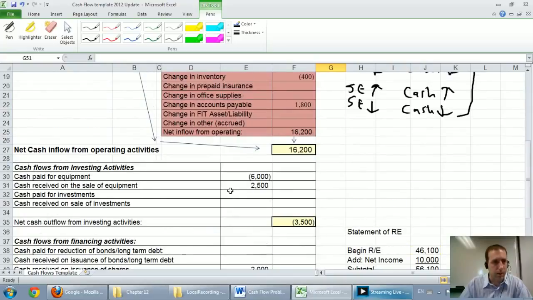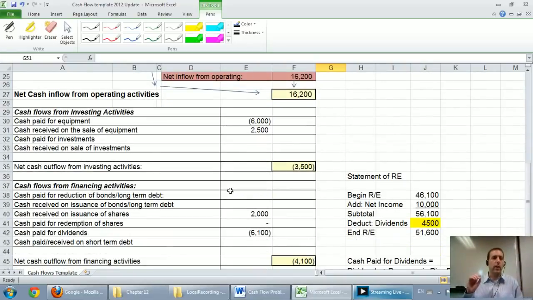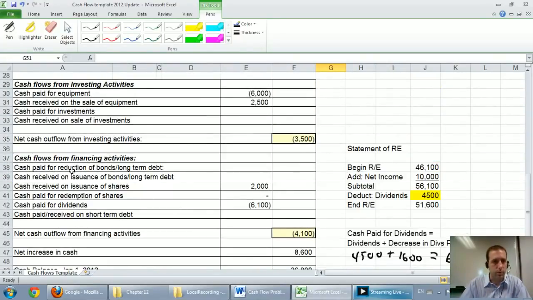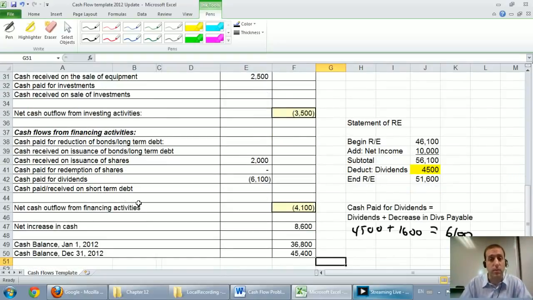We also learned how to prepare the investing section, and that's where you track purchases and sales of long-term assets, mostly equipment, buildings, property, but also investments in other companies would get tracked here. The final section is all about long-term liabilities as well as shareholders' equity transactions and dividends. So we learned the operating, investing, and financing sections, how to prepare them, and how a cash flow statement works.